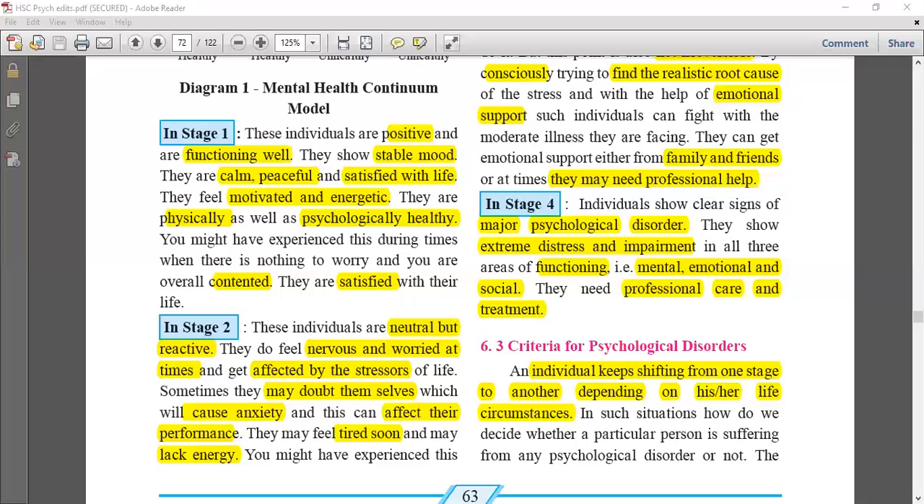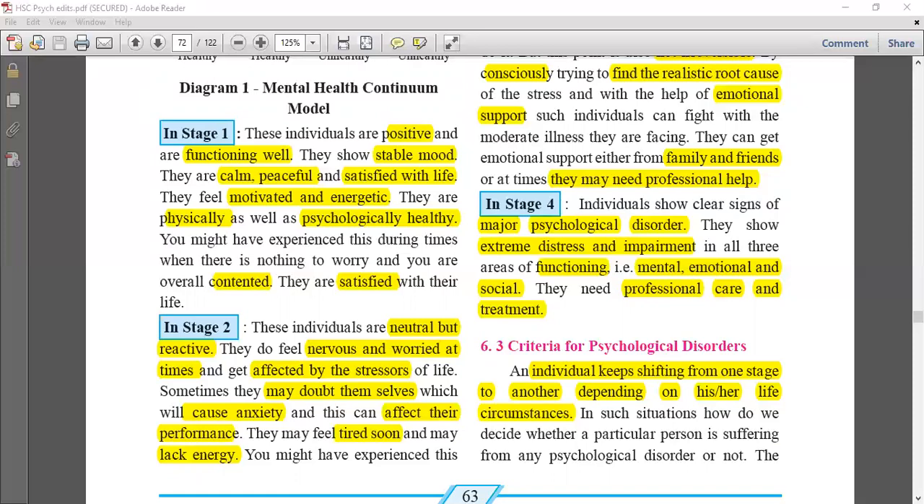In the second stage, you are neutral but sometimes reactive. You do feel nervous and worried at times. You are affected by stressors of life. For example, in general you're calm, but when it comes to exams, you may feel stressed out. You may feel, oh my God, how will I manage this? Sometimes you may doubt yourself.